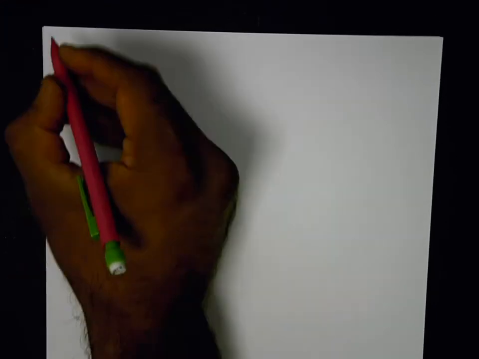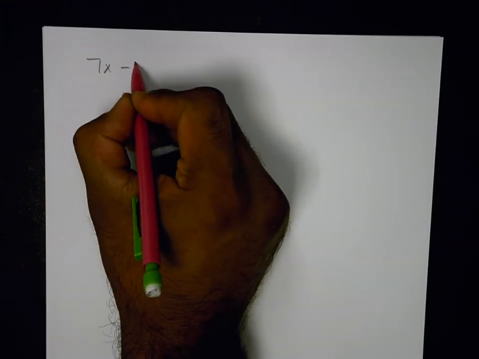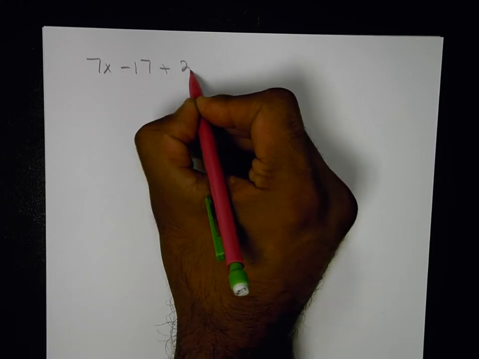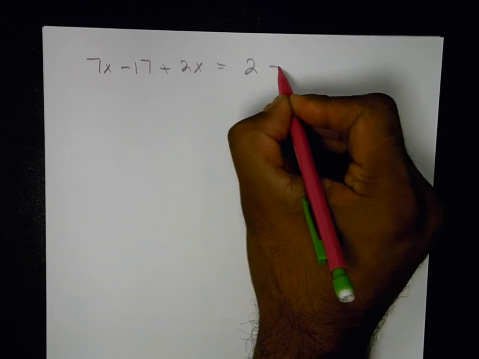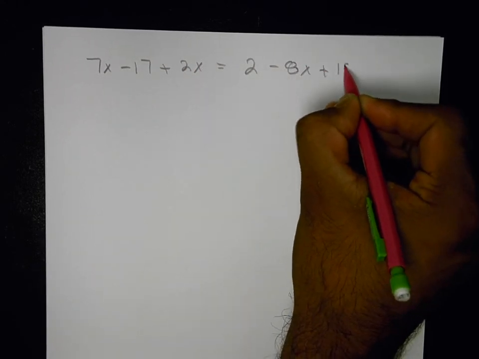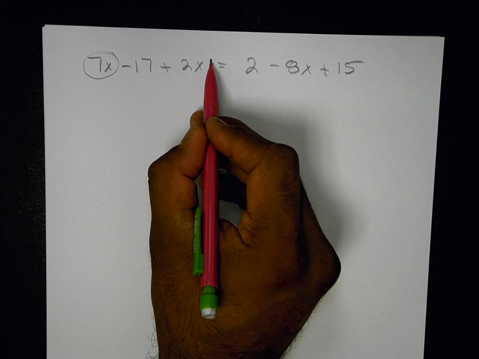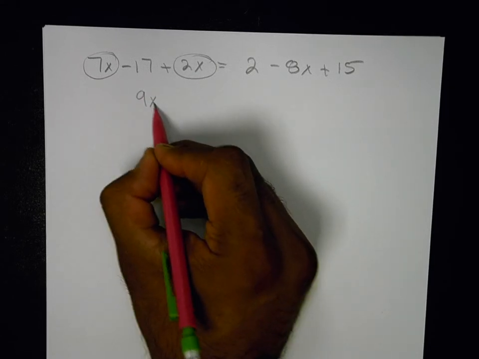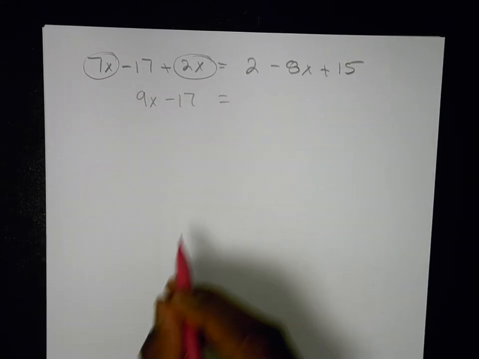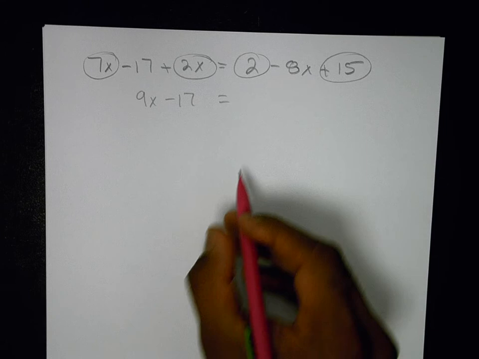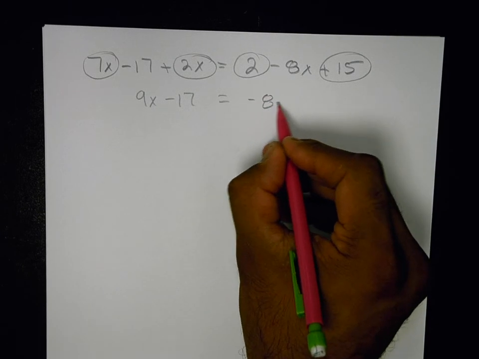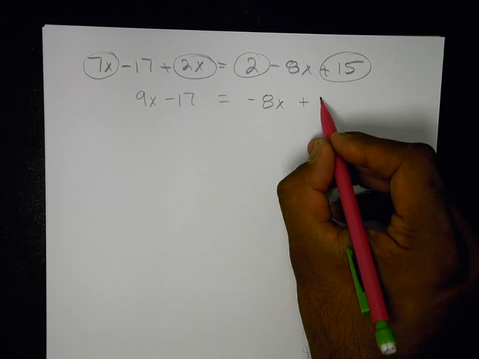One last example. 7x minus 17 plus 2x equals 8x plus 15. Same thing, I'm going to look and see if there's any kind of like terms on each side. And there is. Those two are alike. So I get 9x minus 17. Over here, these two are alike. So I get negative 18x plus 17.